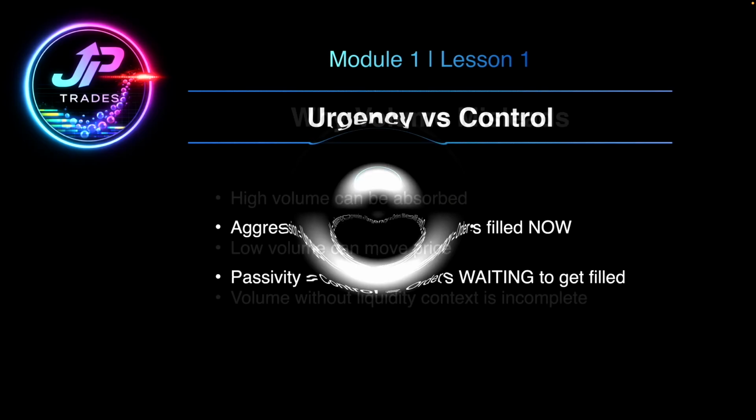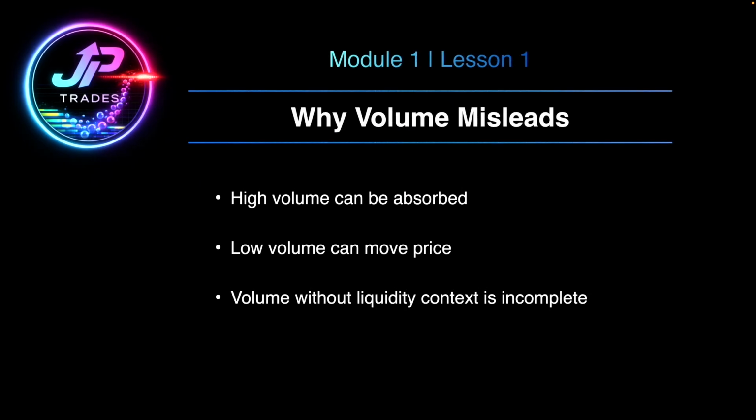This is why high volume by itself means nothing. You can have enormous volume and no movement at all. You can also have very little volume and very rapid movement. So volume tells you that trading occurred. It doesn't tell you that price was allowed to move. What matters is where that volume interacts with liquidity.